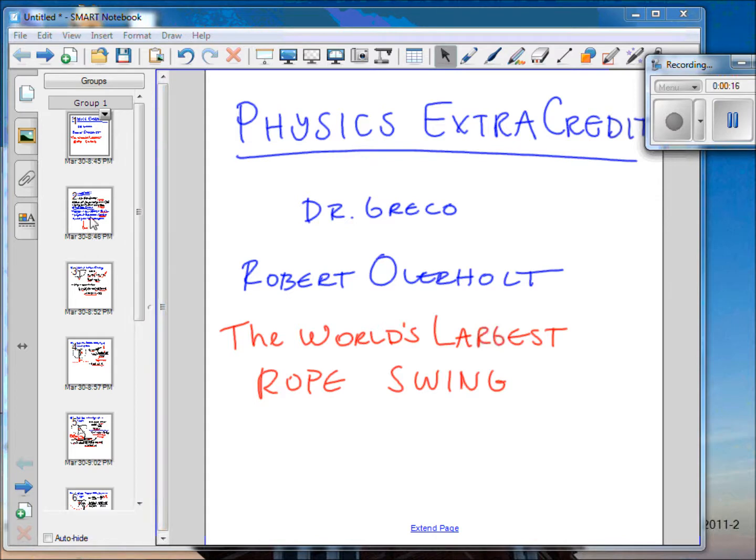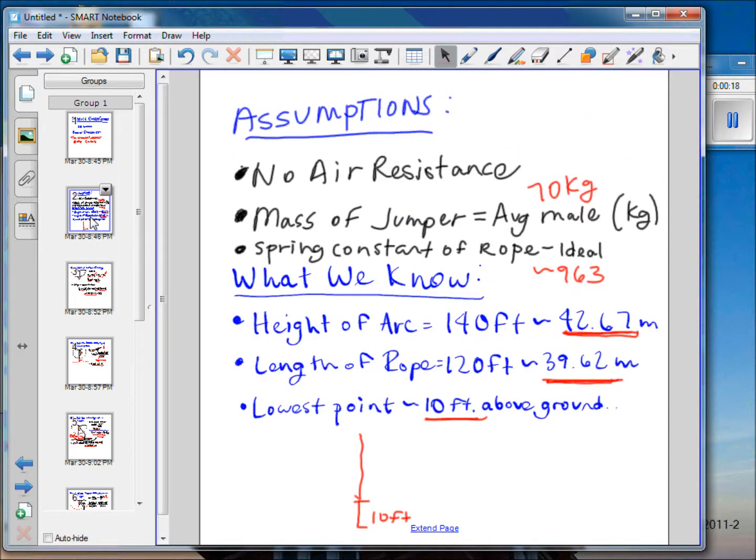So we're going to make some assumptions right off the bat. First off, we're taking away air resistance. I know that's definitely a reality, but for the sake of making predictions, we're going to leave that out. The mass of a jumper, we're just taking the mass of an average male, which is about 70 kilograms. And then we calculated a spring constant of about 963, but we're going to leave the calculation out of the video for now, just for the sake of time.